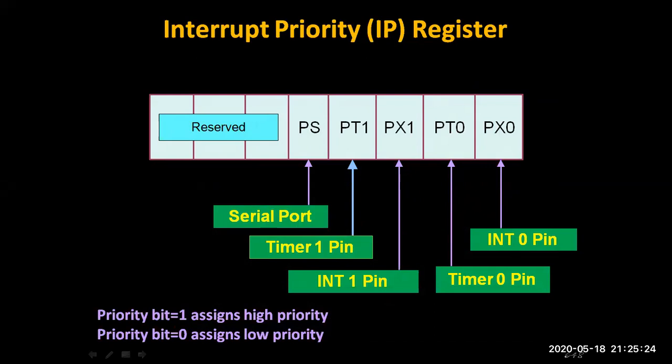When any of the priority bits is equal to 1, what happens? That becomes the highest priority. When the priority bit is equal to 0, that gives the lowest priority.